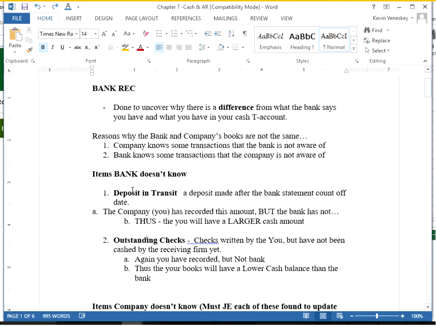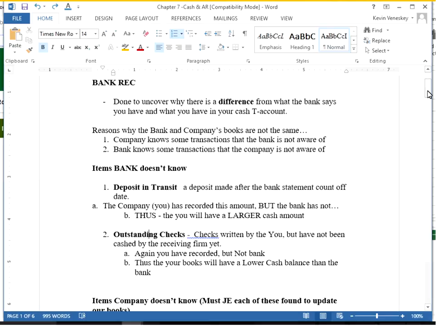The other item is just the opposite of a deposit. It's a check that you wrote that the bank doesn't know about. The bank doesn't know about it because, say you wrote it to Best Buy or to your local farmer's market, but that company hasn't cashed the check yet or deposited it into their account. Therefore, the bank has no clue that you wrote a check. But you do. You know you wrote the check. So you've already taken it out of your cash, but it's just not showing up on the bank statement yet.